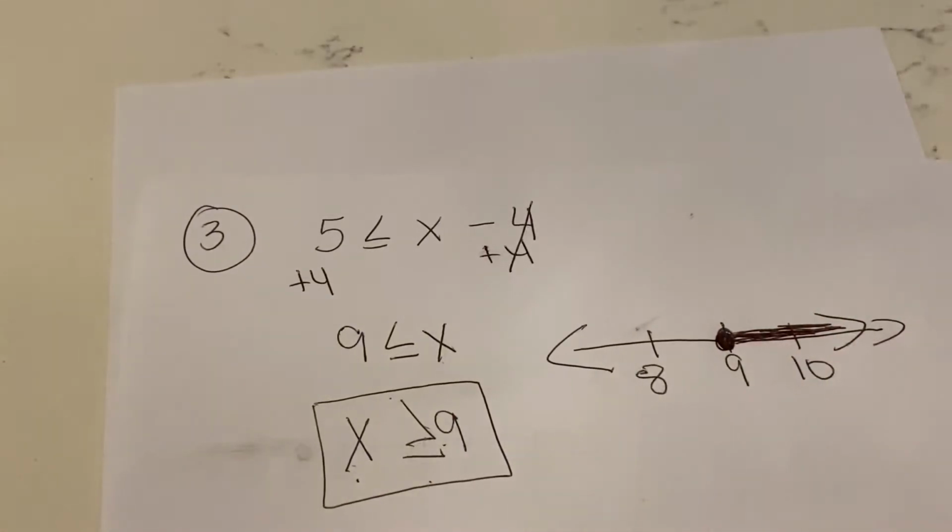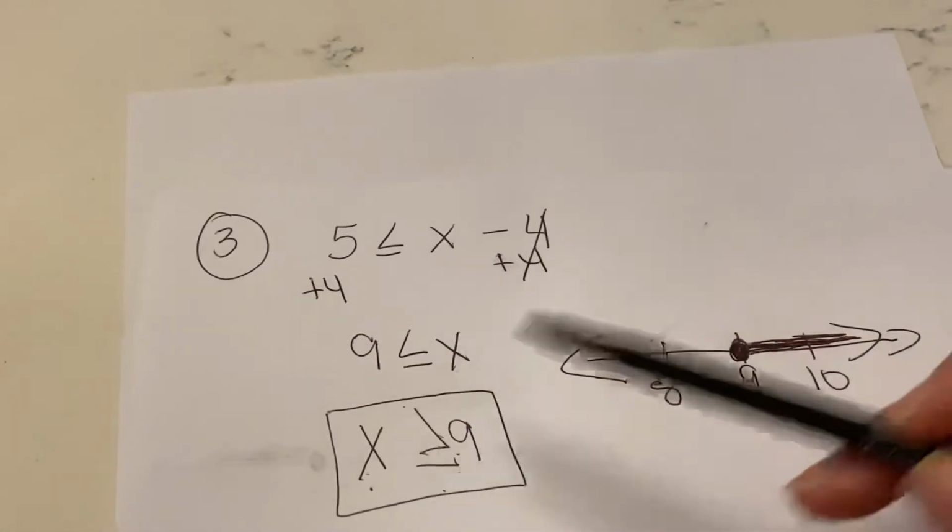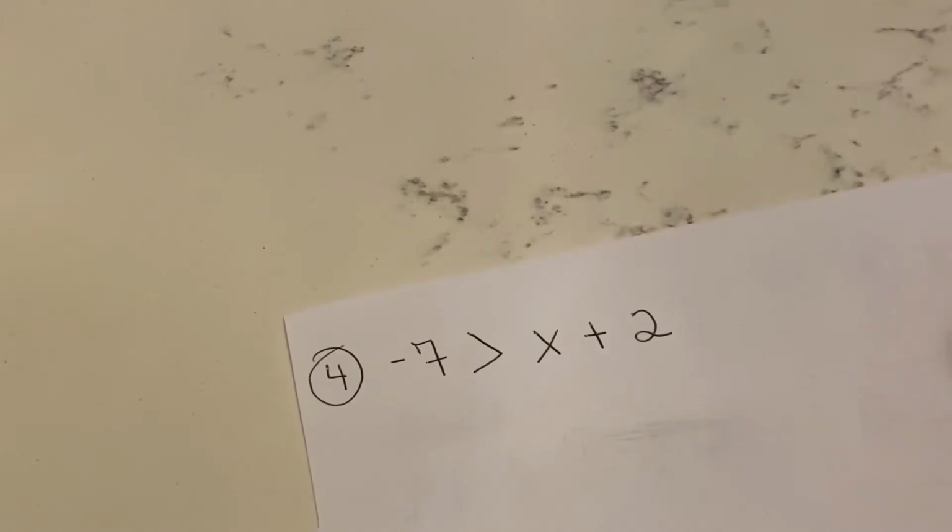So the difference between equations and inequalities: an equation will have one solution. An inequality is a number set. Okay, it has many solutions as long as it satisfies the inequality. So here's the last one.